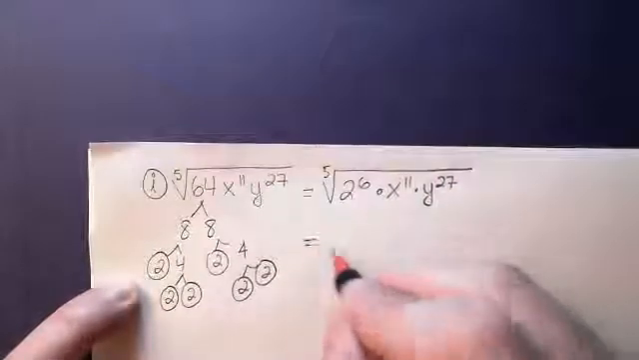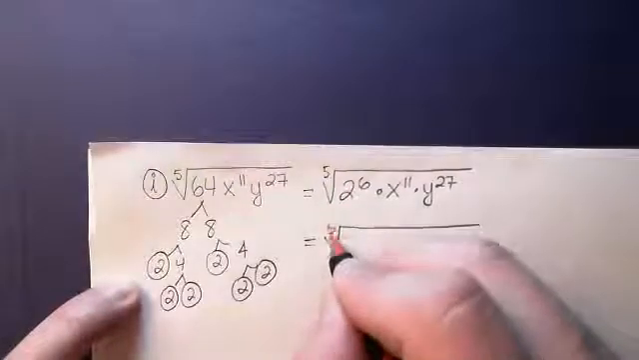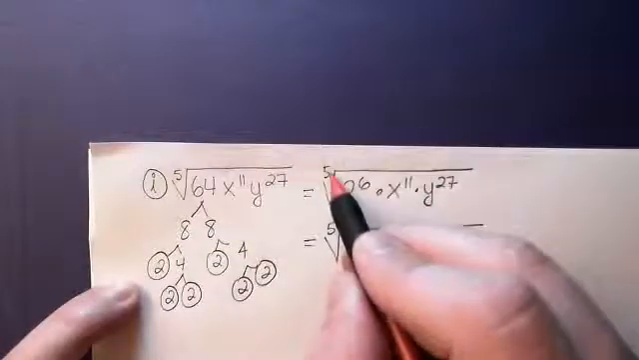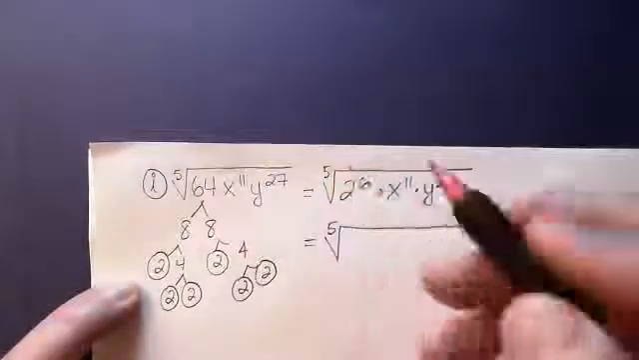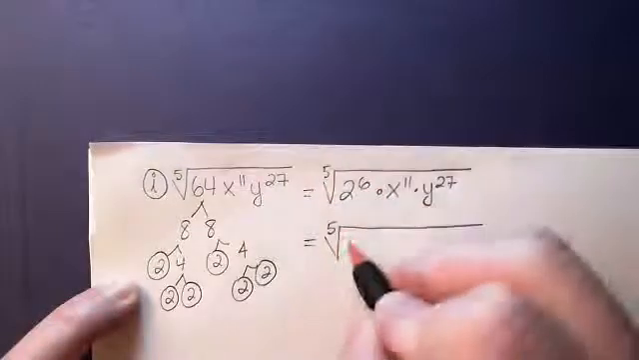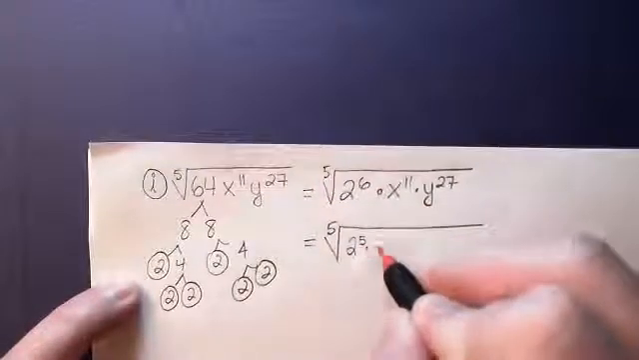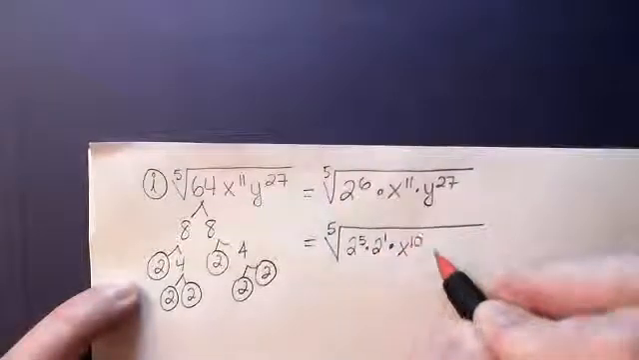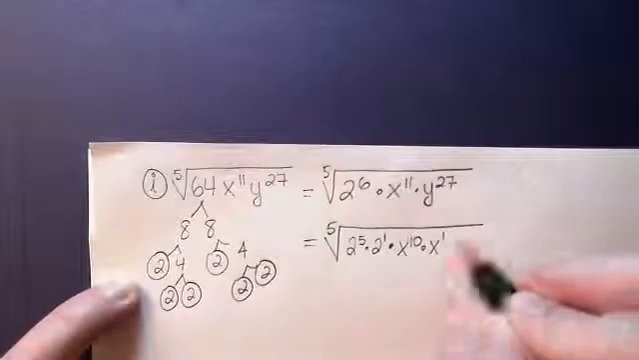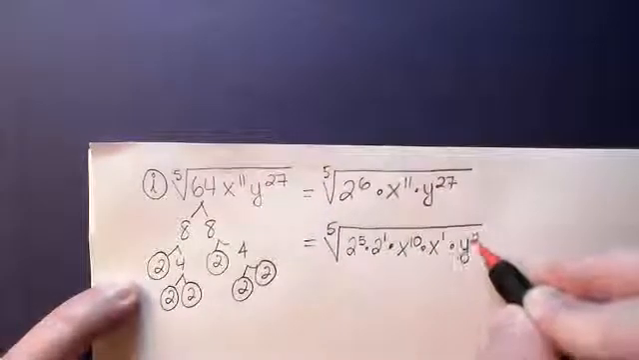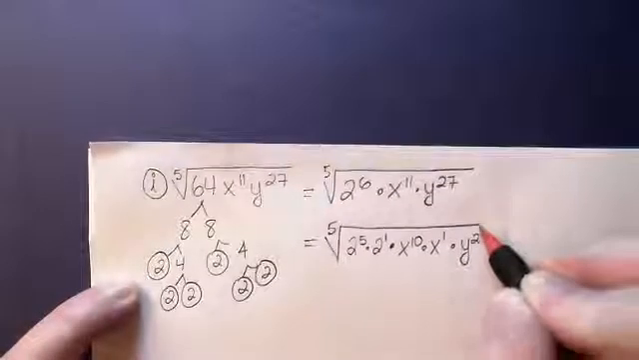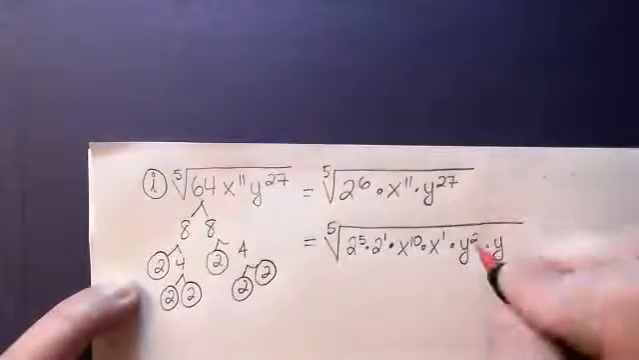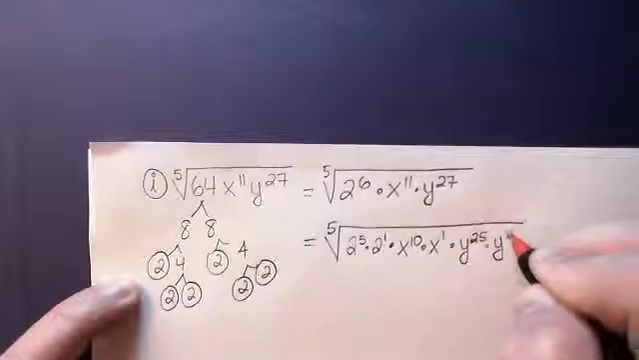Alright, can I rewrite these guys? You bet. Because I want to make sure that I have exponents that are multiples of 5. Because if I have multiples of 5, I can divide by that number here. Okay, and that means that number can come out. So I'm going to rewrite 2 to the 6 as 2 to the 5th times 2 to the 1st. On the x, I'm going to have x to the 10th and x to the 1st. And then it will be y to the 26th and y to the 1st. I'm sorry. Y to the 25th and y to the 2nd.